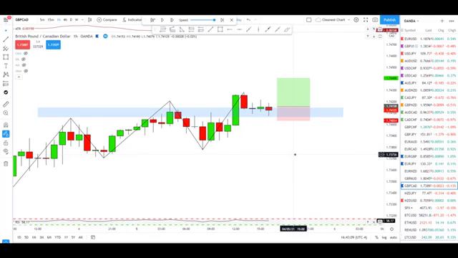And for this specific trade, because we didn't have a big break, and what I mean by that is this candle broke and closed above, but then we closed right back down into my zone.